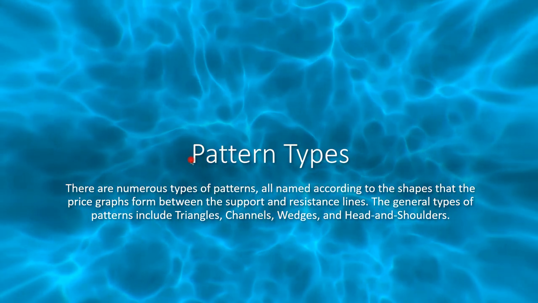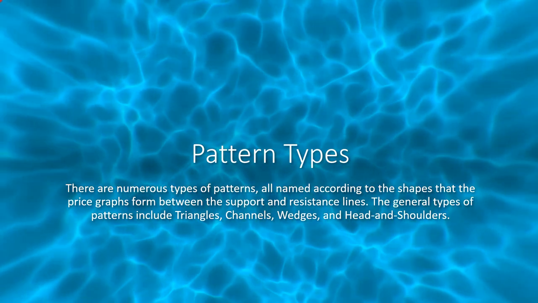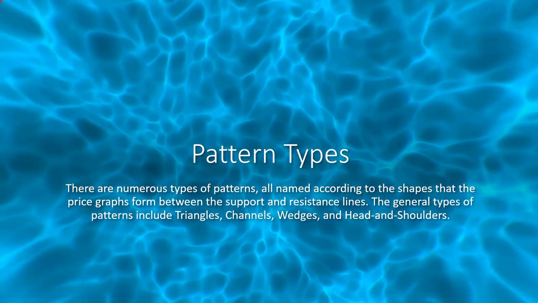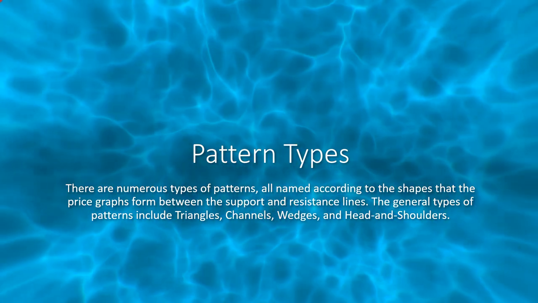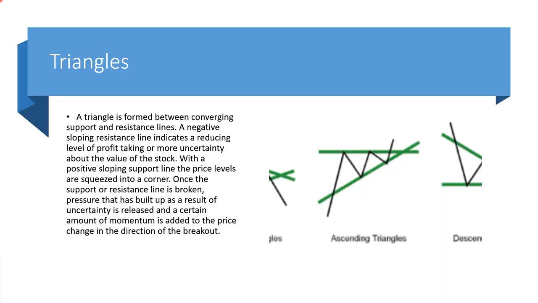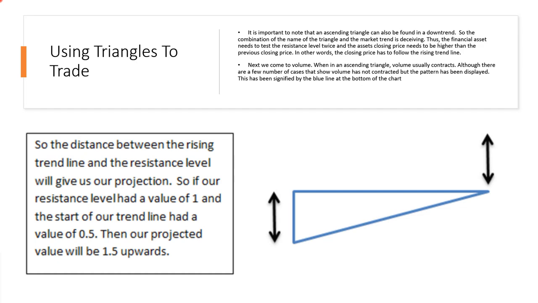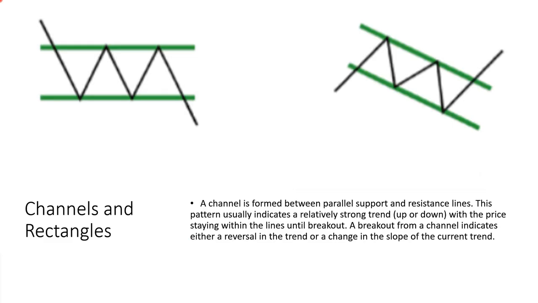There are numerous types of patterns, all named according to the shapes that the price graph forms between the support and resistance lines. The general types of patterns include triangles, channels, wedges, and head and shoulders. We covered triangles in depth in class 1. We looked at ascending and descending triangles and how to use them in our trading. We looked briefly at channels and rectangles, because a rectangle and a channel fall into the same understanding as triangles.